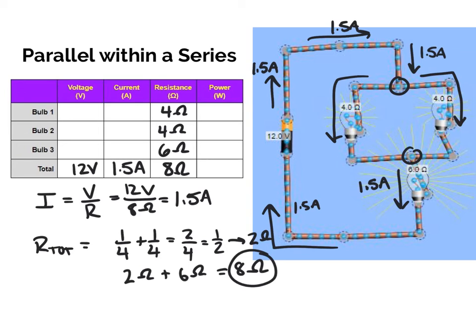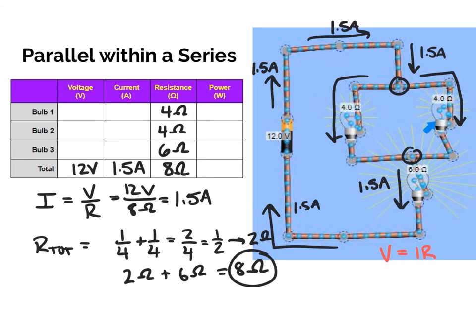Okay, so to find voltage, we're going to use the same relationship I showed in the last example. We're going to use current times resistance. So what I have here is a parallel branch within a series circuit. What I know about a parallel branch is that these two bulbs, if they're in parallel, should have the same voltage. However, what's different about this problem is that these two are not in parallel with the battery.